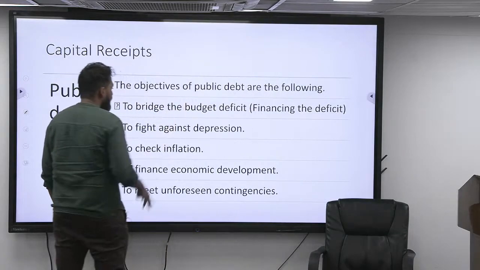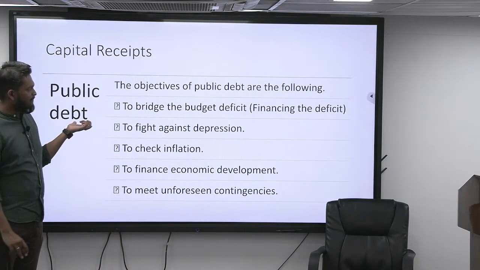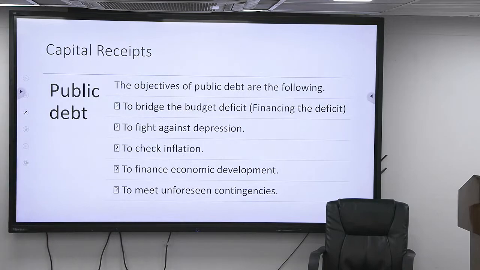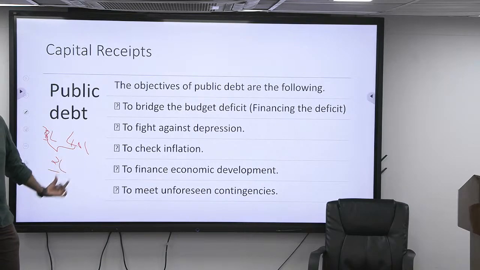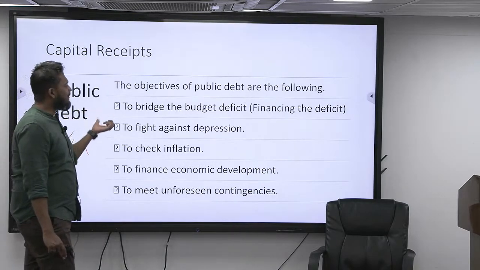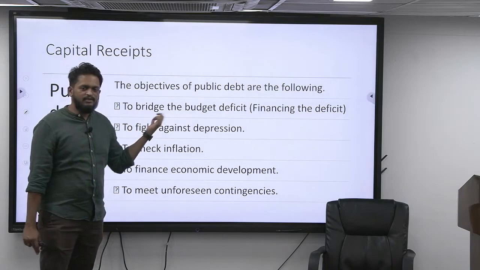The objectives of public debt: to bridge the budget deficit. We will see about deficits also. Budget deficit means the government is spending 40 lakh crore, but it is able to raise only, imagine, 38 lakh crore. Then 2 lakh crore it will take as a loan. First it has already decided that it will spend 40 lakh crore. Then it tried everything and was able to raise only 38 lakh crore as income. Then they will take a 2 lakh crore loan and spend that money. You understood this? So this is bridging the budget deficit, financing of the deficit.